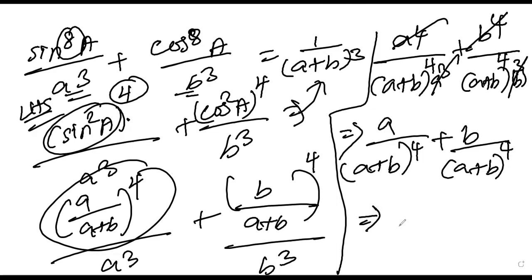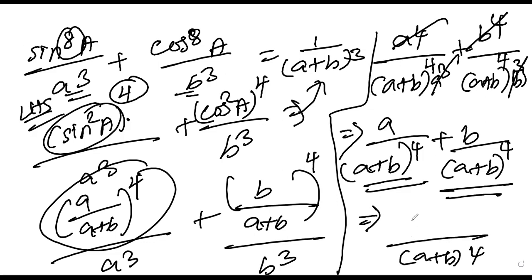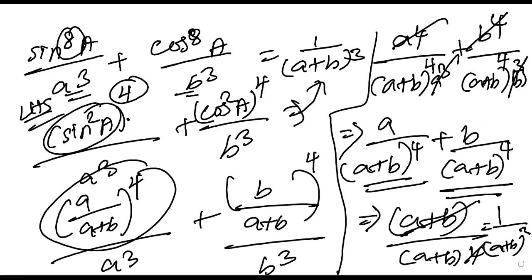So you have A plus B whole power 4 as the denominator. Keep it as common, A plus B in the numerator. You can club them. You can add these two fractions. So when you cancel A plus B the whole in the numerator and the denominator, you will be having 1 divided by A plus B the whole cube. So we got the right answer part of the question. So hence proved.